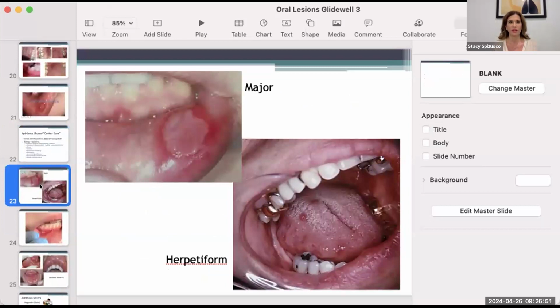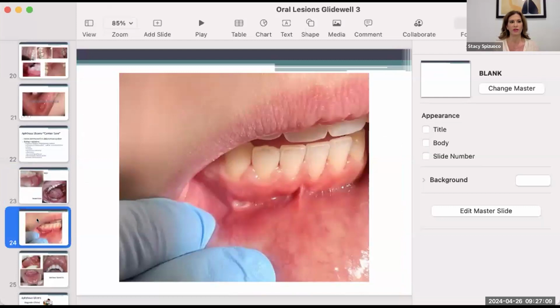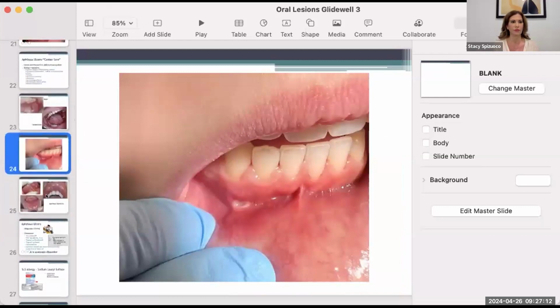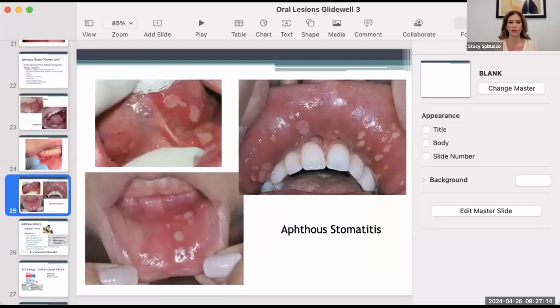There's a major one right there on the lower lip. It's got to be really painful. And on the tongue, you can see those little clusters. They're called herpetiform, although it's not anything to do with the herpes virus. They just kind of cluster like that. You can have a bunch, and then they can fuse into a major one. Another one here right in the vestibule. And this is a tough case, aphthous stomatitis, where they just got a whole bunch at the same time.